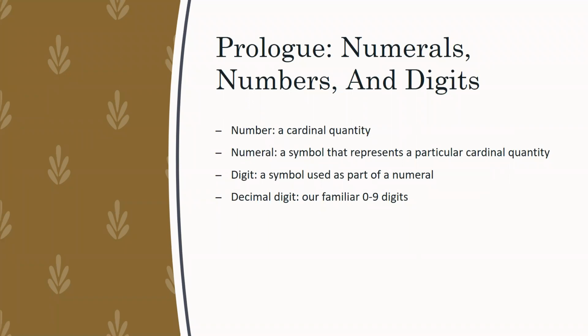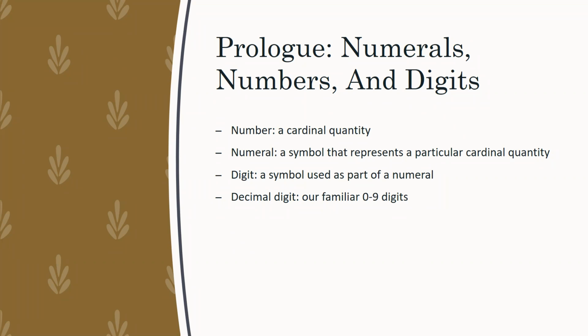And just a couple of quick terminology things. We're going to talk about numerals, numbers, and digits, and these are three different things. A number is a cardinal quantity, like I have 2 fingers pulled up here. That's a number. That's 2. A numeral is a symbol that represents that cardinal quantity. When you write that 2 on a paper, that's a numeral. There's nothing 2-ish about that numeral. It's just a symbol that we are using to represent the concept of 2.